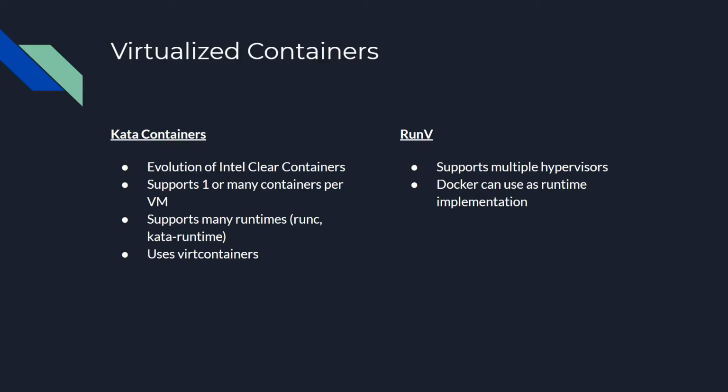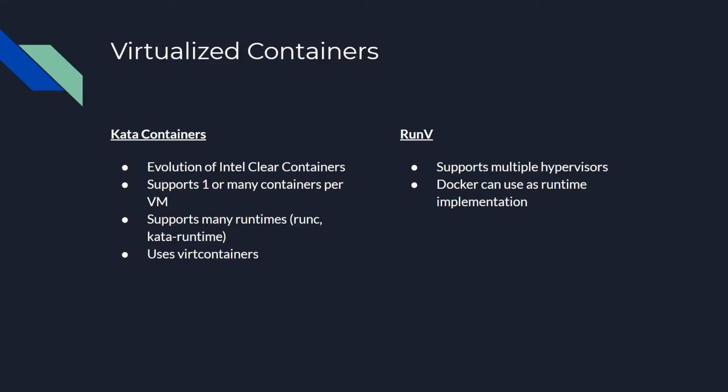Kata containers supports multiple container runtimes, notably runc, which is what Docker uses under the covers, as well as the Kata runtime, which is their own open source, I guess, quote-unquote proprietary runtime. And you can swap out which hypervisors it uses to manage the virtual machines using a project called Virt Containers, which is just third-party software that allows you to abstract which hypervisors are used at runtime.